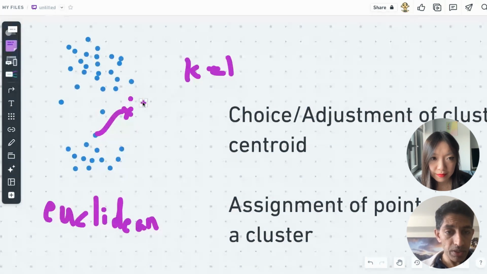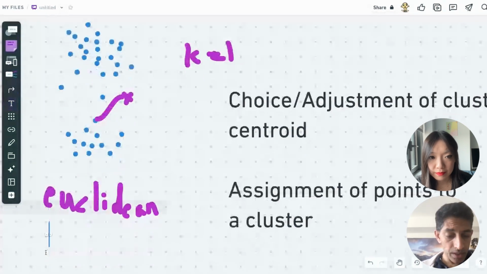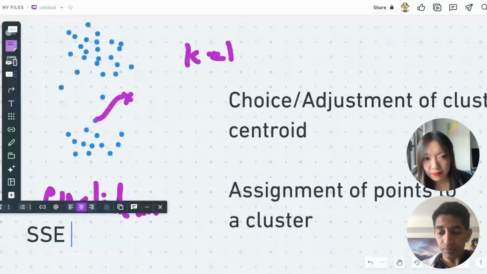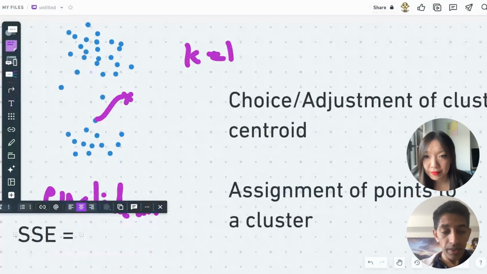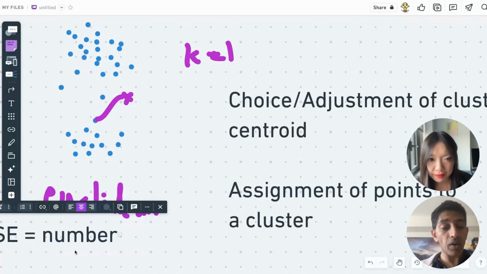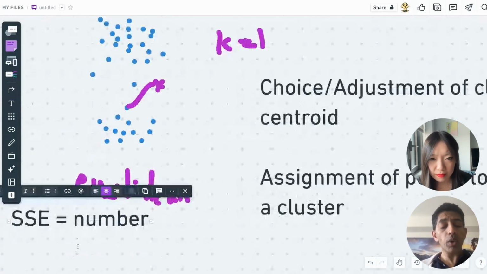I think that's not what I meant. We get a number, and this sum of squared errors is a number that we can choose to guide our decision of K. What do we mean by that?